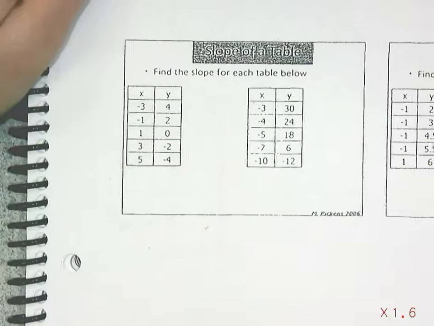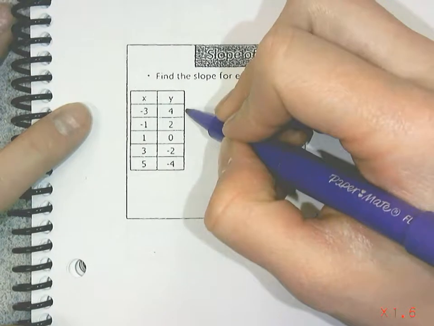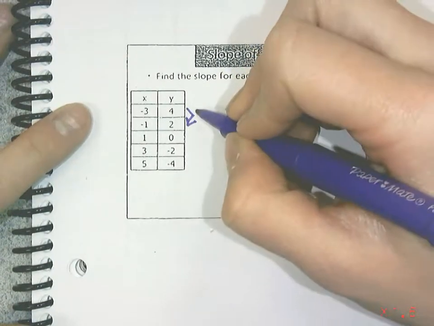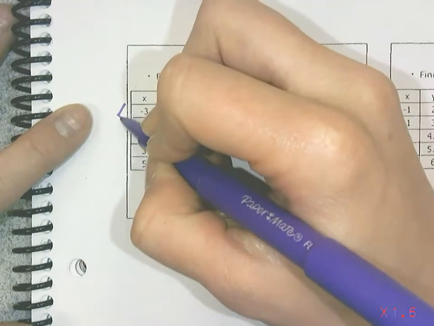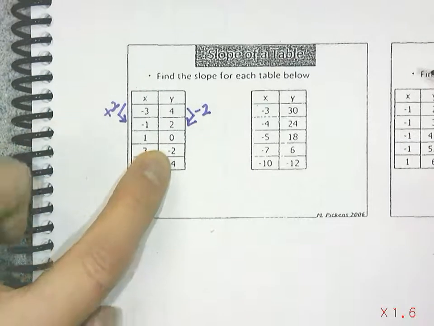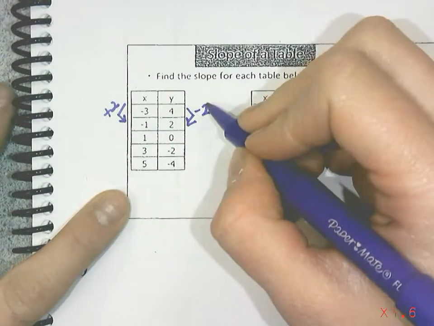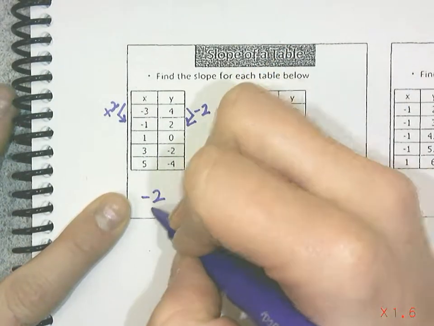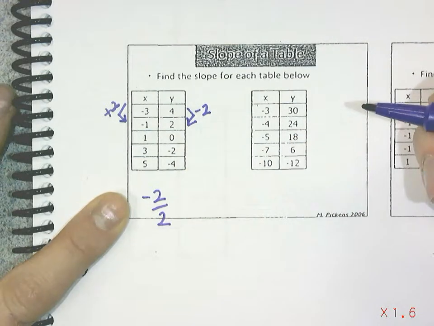Okay. Next. So how do we go from 4 to 2? We subtract 2. How do we go from -3 to 1? We are going to be adding 2. So our slope for this table is the change in y over the change in x, which is -2 over 2. Again, we have to reduce.